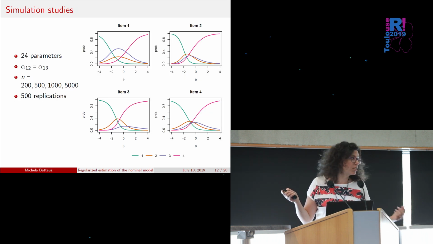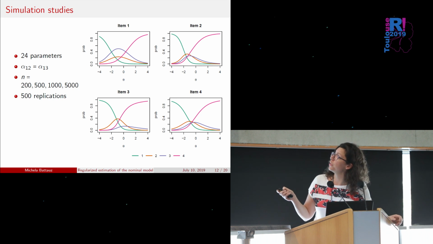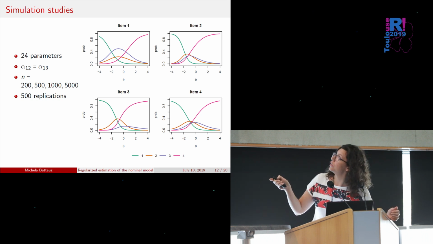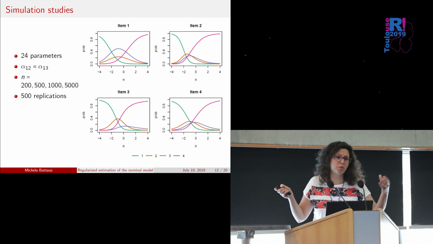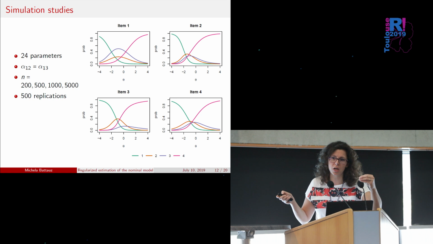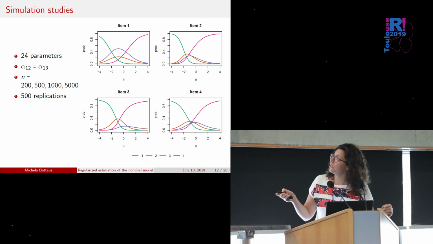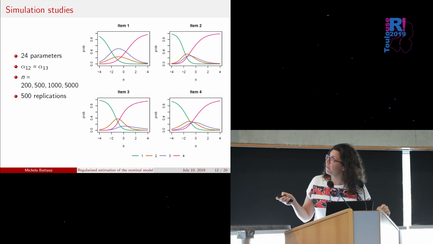I also ran a simulation study in order to see the performance of this procedure. Here we have 4 items, each with 4 response categories. And these are the probability curves. And for the first item, 2 slope parameters are equal. So in fact, the 2 curves overlap. And I did this on purpose in order to see if the procedure indicates that these 2 response categories can be collapsed. Okay, I took different sample sizes and 500 replications.